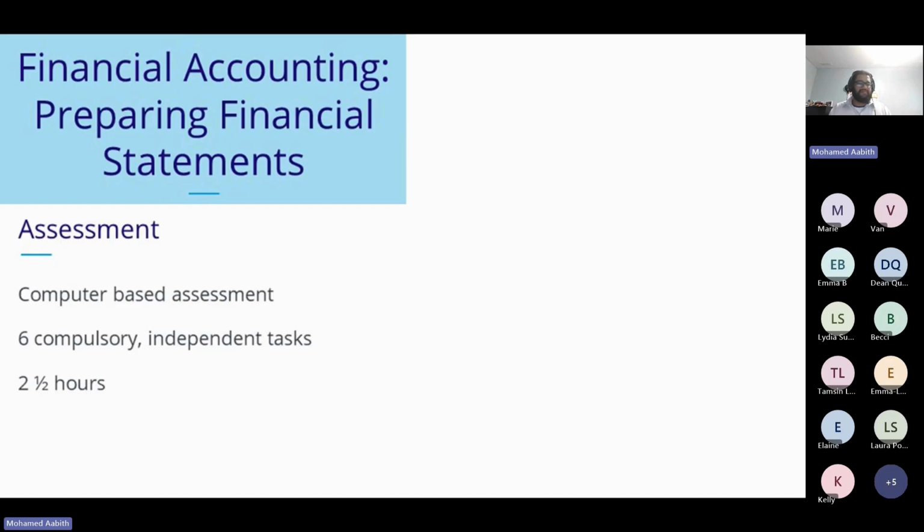Here we have an assessment at the end of the study period. Wherever you're going to do the assessment, it is going to be computer based. You have 6 independent compulsory tasks. You must do all those 6 questions, and it's for 2.5 hours. The 6 questions are split into 2 categories.